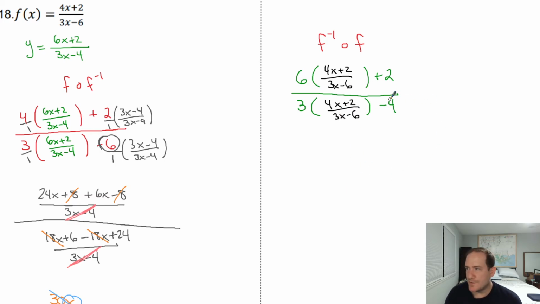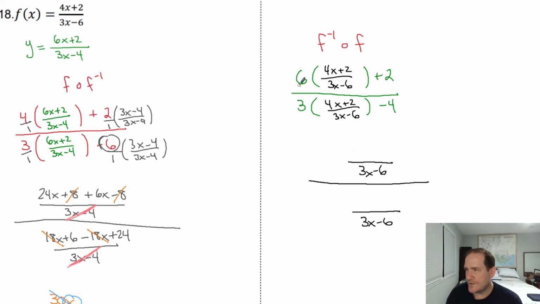Okay, so we know that once we clean this up, we're going to have a big fraction. The numerator is a fraction, the denominator is a fraction. The numerator will have a denominator that's just 3x minus 6. And so will the denominator. So those are really just going to cancel right out. So what's happening in the numerator? That's going to be the more important thing.